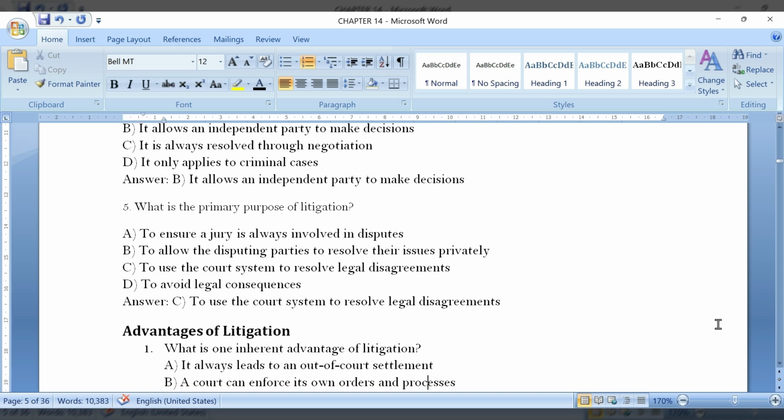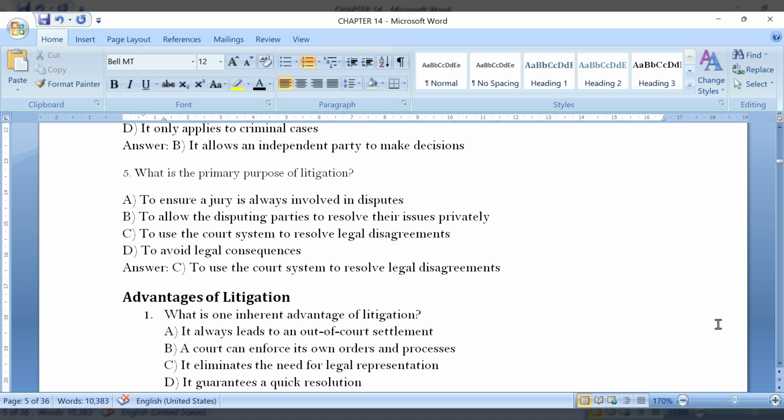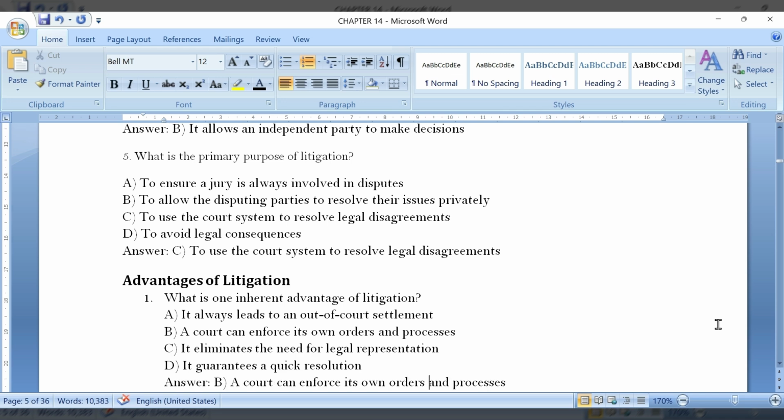5. What is the primary purpose of litigation? A. To ensure a jury is always involved in disputes. B. To allow the disputing parties to resolve their issues privately. C. To use the court system to resolve legal disagreements. D. To avoid legal consequences. Answer. C. To use the court system to resolve legal disagreements.